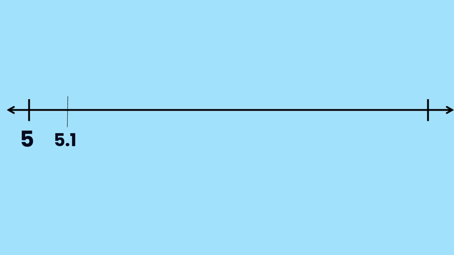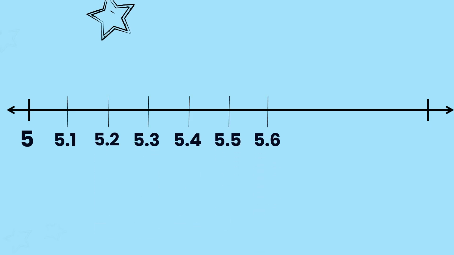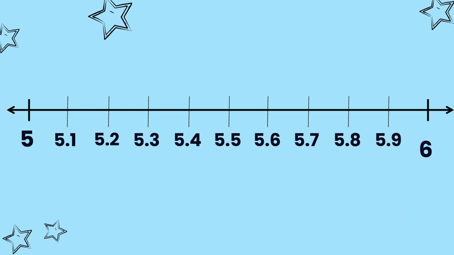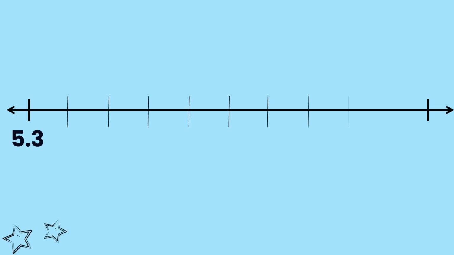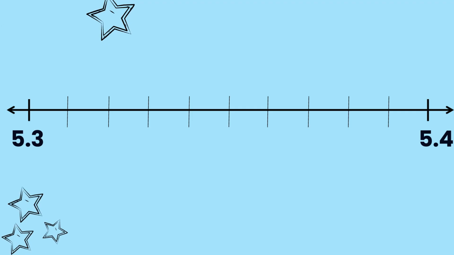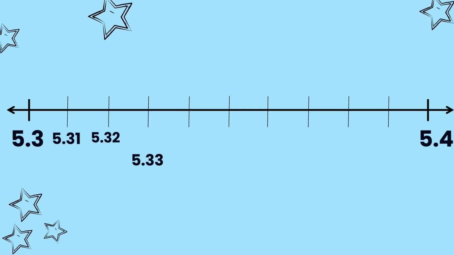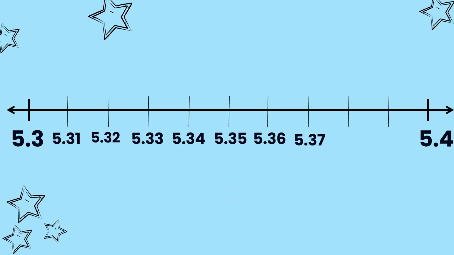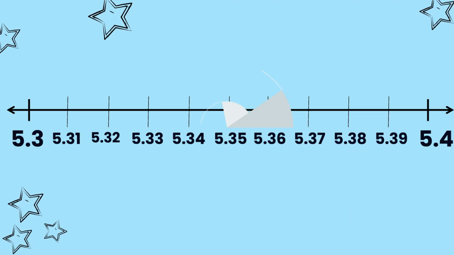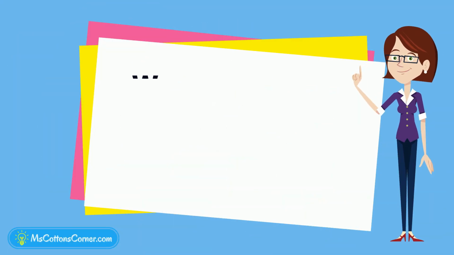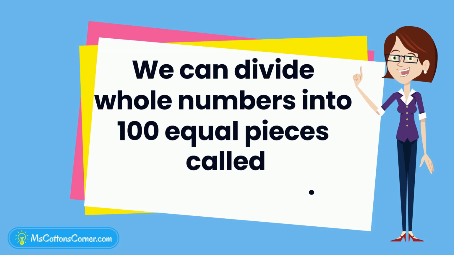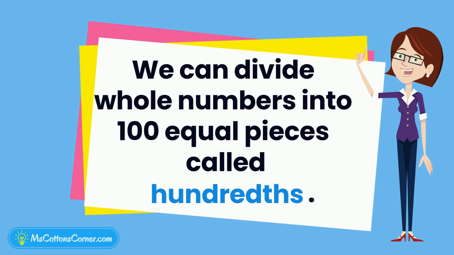Let's look at this number line again. We divided the whole number into 10 equal parts, and we called those parts tenths. Now, let's divide the tenths into 10 equal parts. Because it takes 100 of these small pieces to make one whole, we call these parts hundredths. 10 hundredths makes 1/10, and 100 hundredths makes one whole.